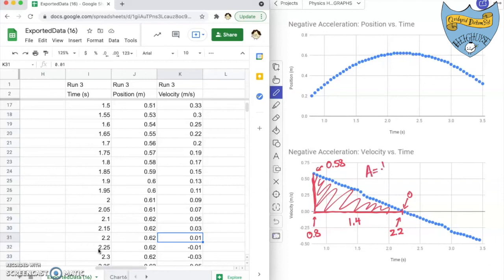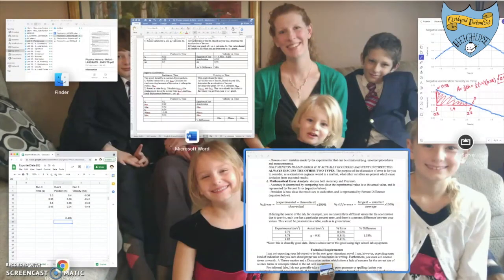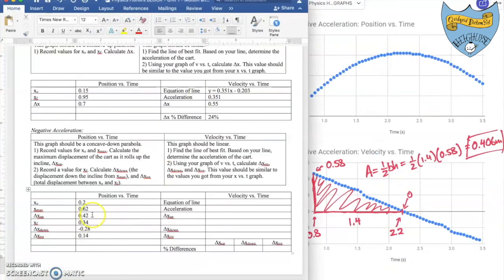There's my area. I'll plug in everything I've got. Base, height, and calculate the area. And Excel, gosh darn it, Sheets informs me that the area is 0.406. Okay, now I wonder, how does that compare to my position versus time graph? 0.42, that's pretty good, right? It looks to me like that's pretty similar.